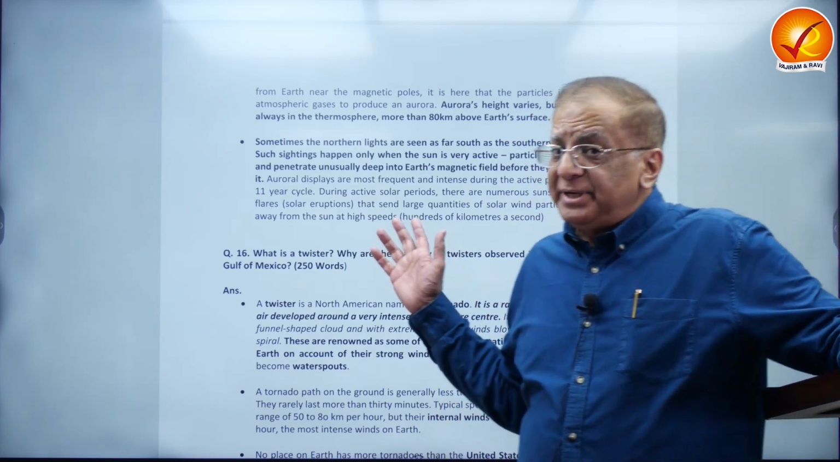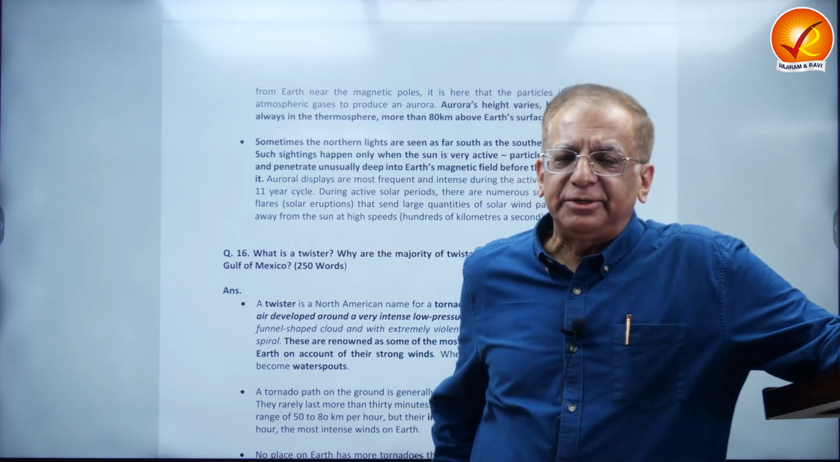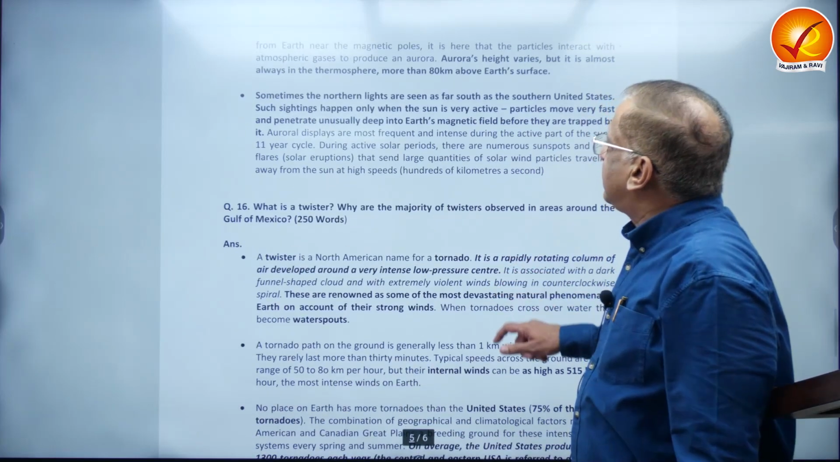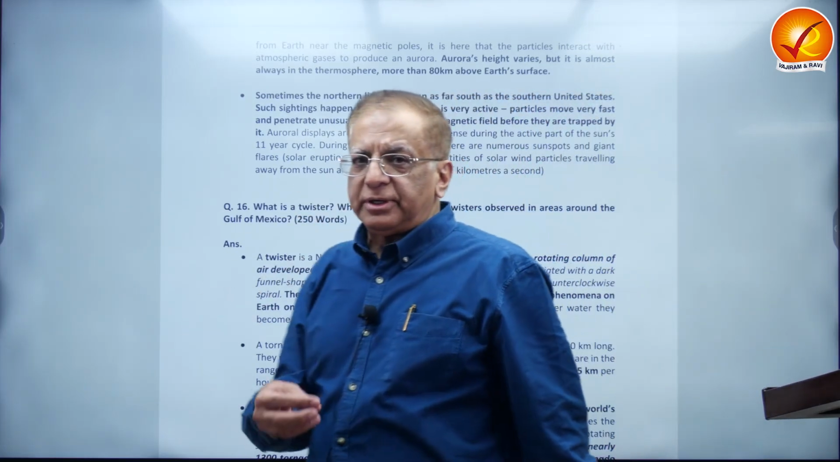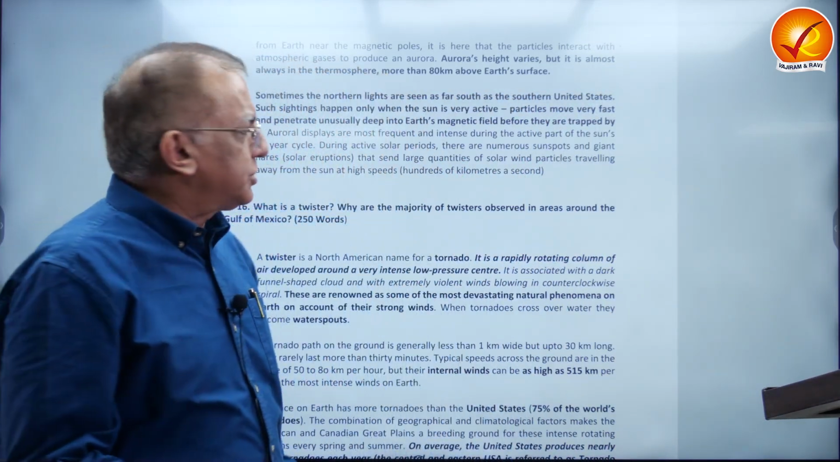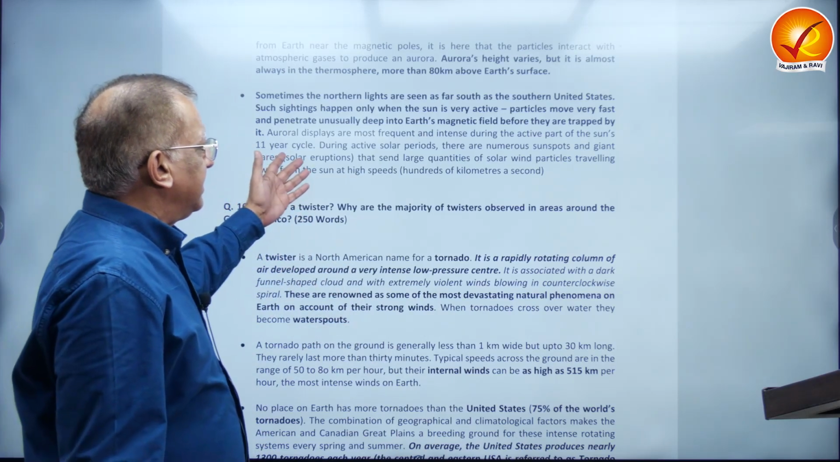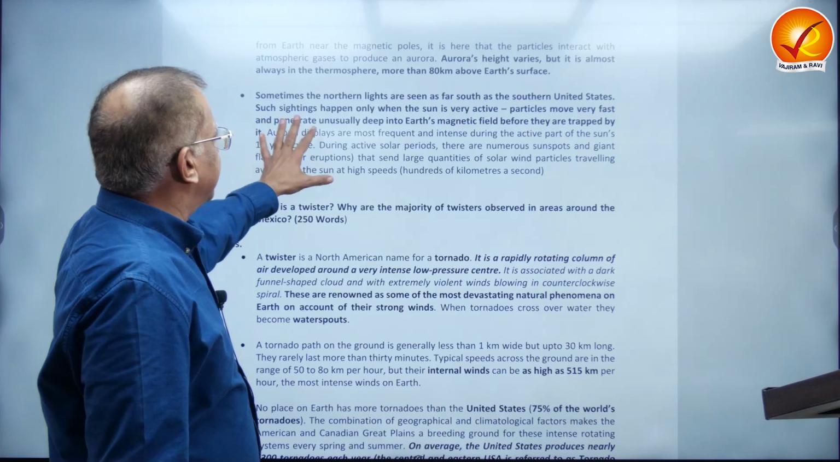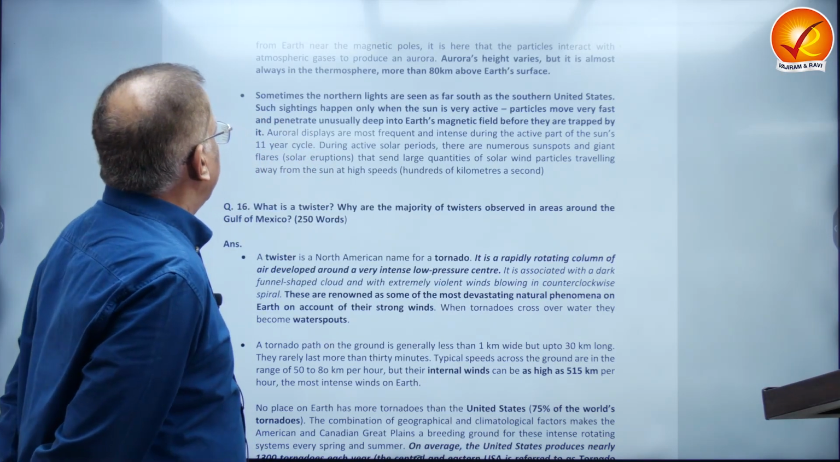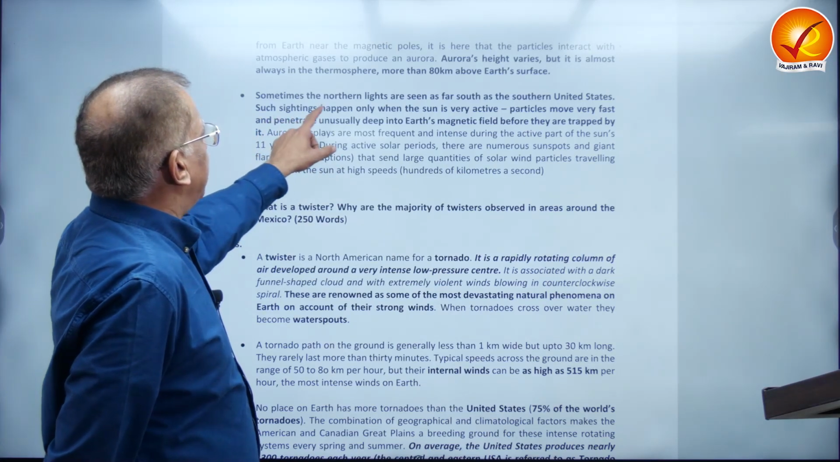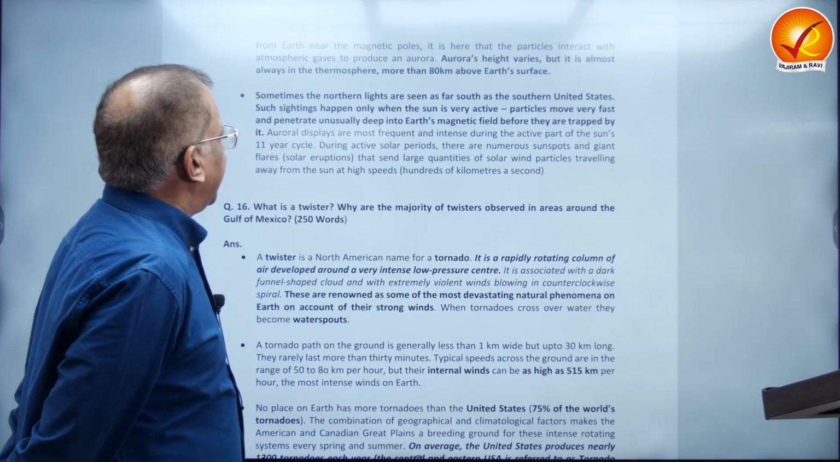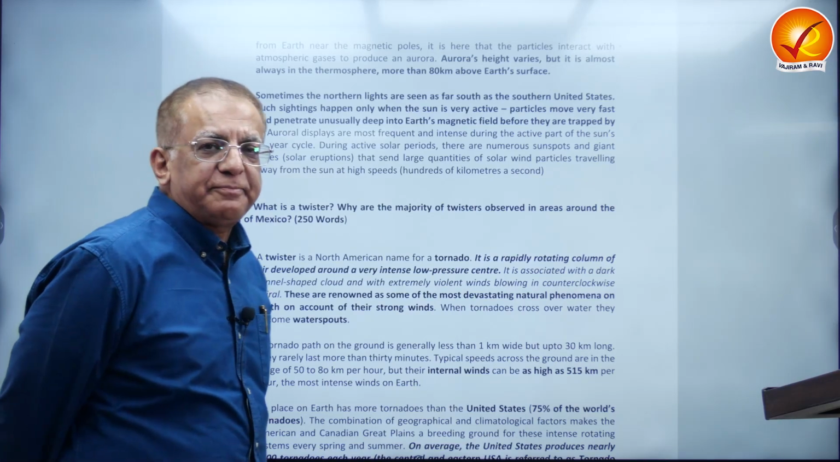And these kind of things have been in news. Perhaps that is the reason that you got this question in the examination. And this is related to your sunspot cycle also. So you can make at the end that connection, and that would be a good answer to the question. So here I have written about that cycle of 11 years. And I write here, sometimes the northern lights are seen as far south as southern United States. Such sightings happen only when the sun is very active.